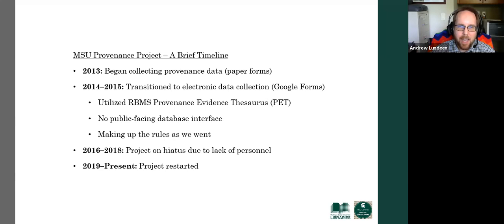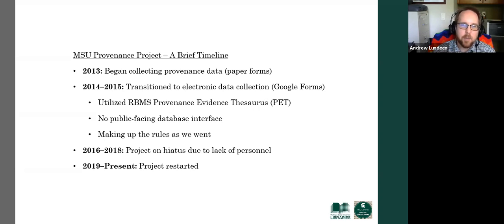Students were annotating by hand printouts from the catalog, just writing down any marks of provenance that they saw in a very uncontrolled fashion. And this is when I came onto the project, and very quickly we moved to electronic data collection. And at this stage, we knew that we wanted all of this provenance information to be compiled into a database. And so we had to exert some sort of authority control on the data that was being collected, right? In this first iteration of the project, we relied on the Provenance Evidence Thesaurus, which was created by the Rare Books and Manuscript section of the ACRL, RBMS, as it was one of the only controlled vocabularies out there for this sort of thing.